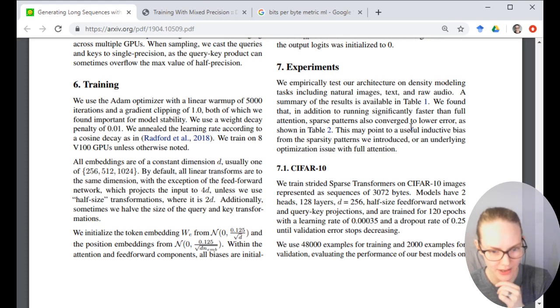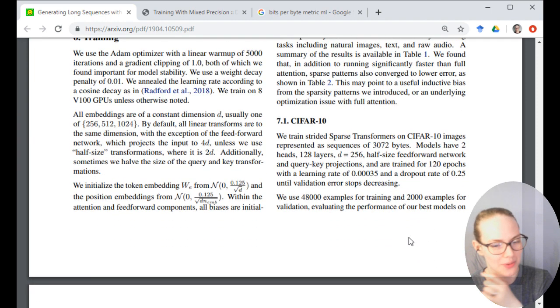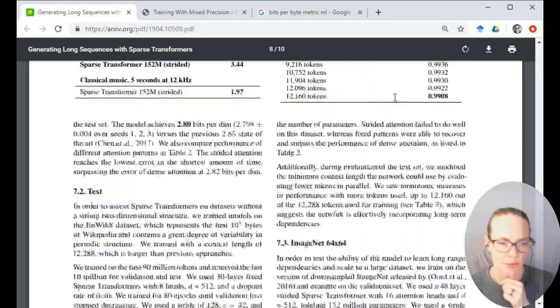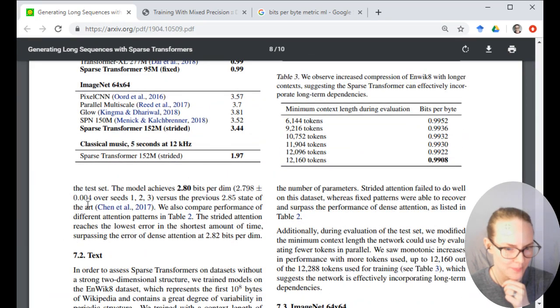Models have 2 heads, 128 layers, D, so the dimension is 256, half-size feed-forward network and query key projections, and are trained for 120 epochs with a learning rate of 0.00035 and a dropout rate of 0.25 until validation error stops decreasing. Okay, that seems all pretty normal to me. We use 48,000 examples for training and 2,000 examples for validation, evaluating the performance of our best models on the test set. The model achieves 2.8 bits per dim.